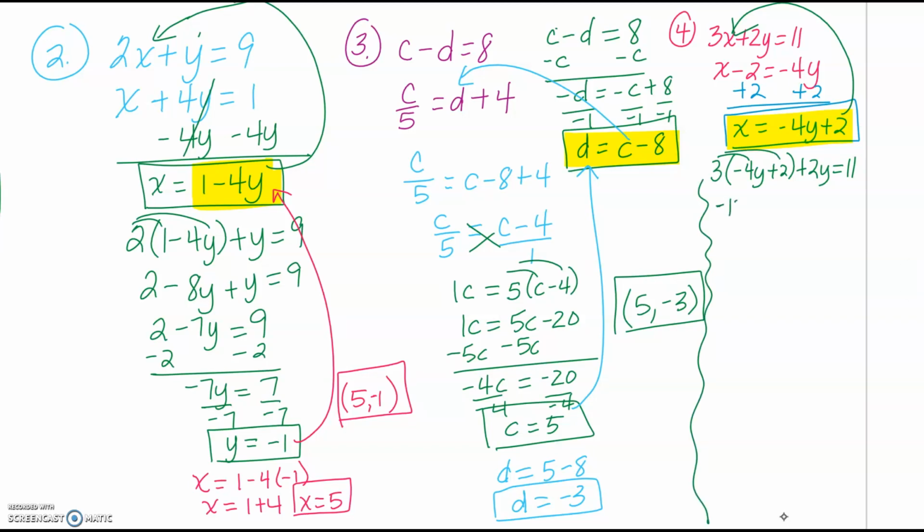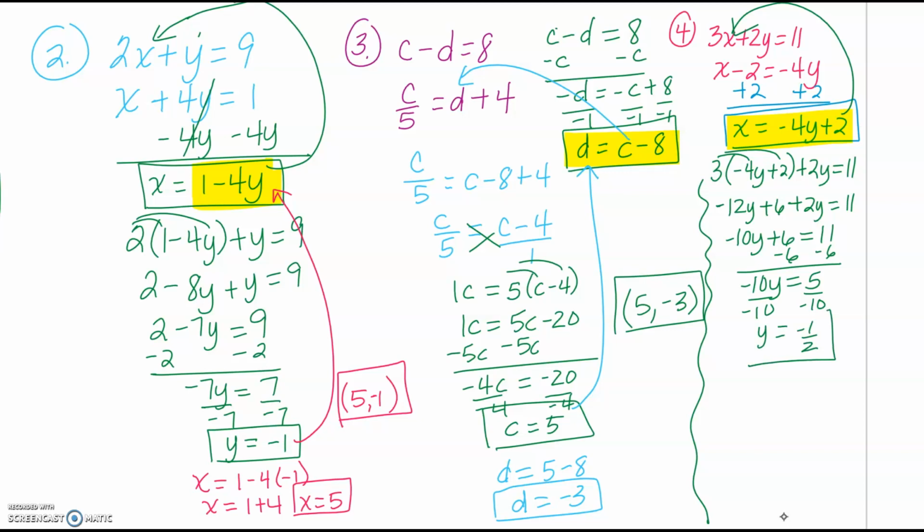And I get negative 12y plus 6 plus 2y equals 11. I'm going to combine my like terms. Negative 12y plus 2y is negative 10y plus 6 equals 11. I'm going to subtract 6. Negative 10y equals 5. I'm going to divide by negative 10. And 5 divided by negative 10 equals negative 1/2. So I know what y is.